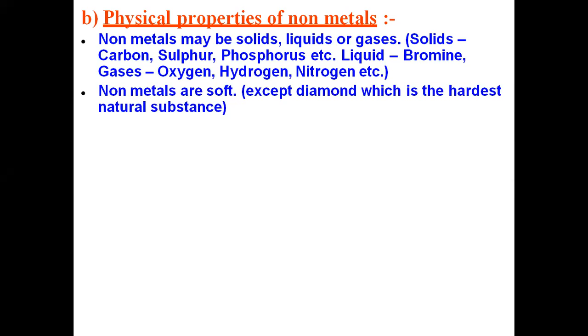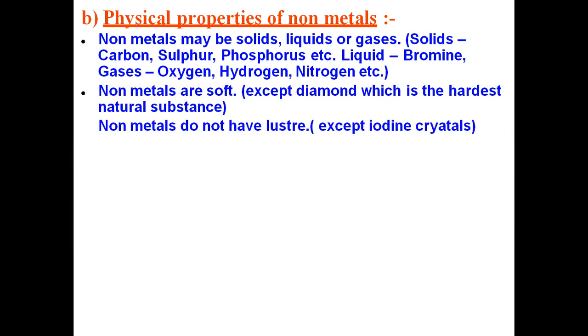But in case of solid compounds, that too in case of diamond, which is an allotropic form of carbon, diamond is hard in nature. The hardness is because of the strong covalent bond that exists between the carbon atoms of diamond. So that is the second property, about whether they are soft or hard.